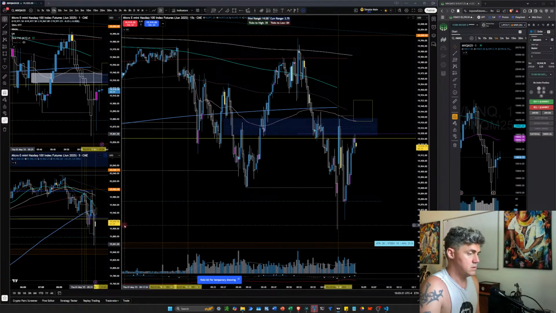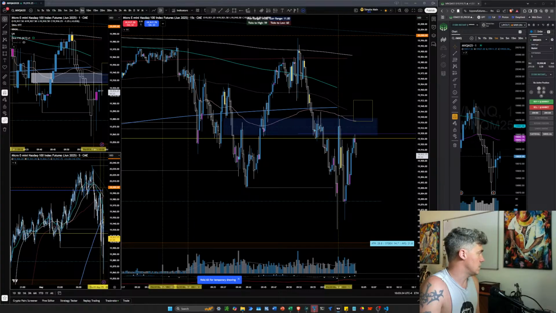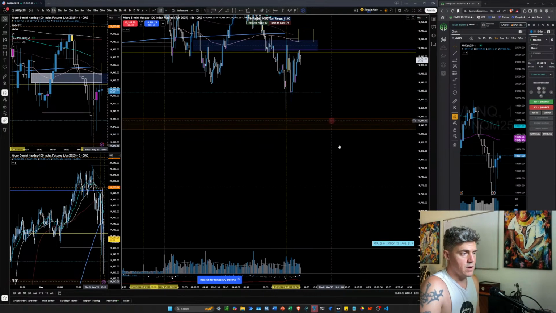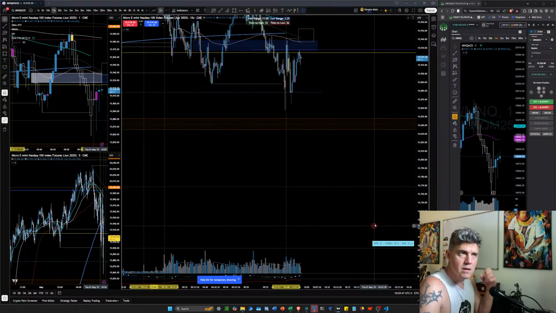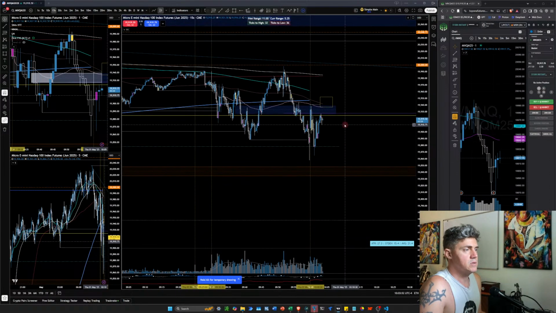Downside targets. New day opening gap. I know we got all kind of inefficiencies, so it could be external to internal liquidity. Consequent encroachment of the upper wick from yesterday is a good target. 770. It's almost 150 points. Potential movement.